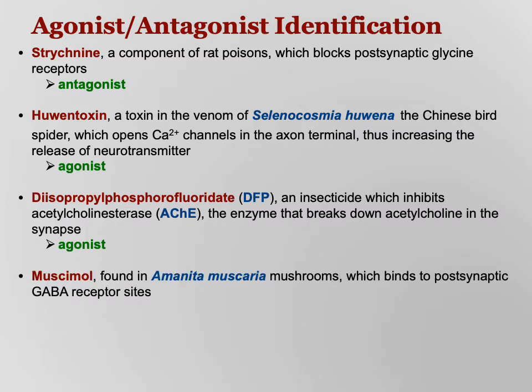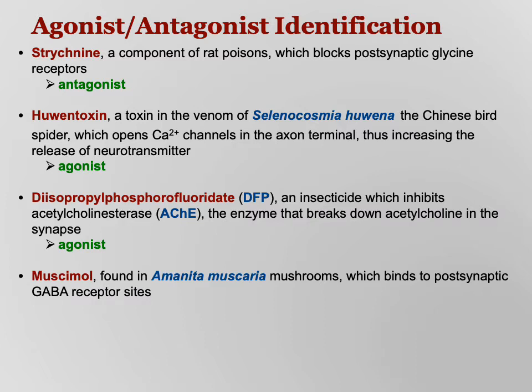Okay, muscimol, found in Amanita muscaria mushrooms, binds to postsynaptic GABA receptor sites. So GABA is a neurotransmitter. These are not the psychedelic mushrooms, okay? These are actually very poisonous mushrooms. They used to make something called fly agaric, which is a poison that people used against flies back in the old days. You mash up the mushroom. Flies are attracted to it, if they eat it, they die.